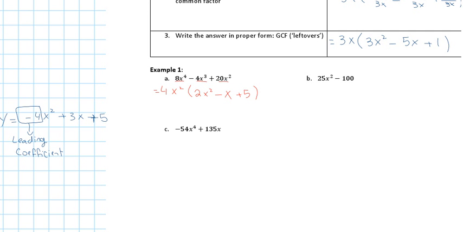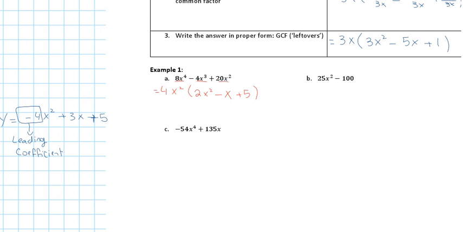Okay? As of now, we're only doing greatest common factor. We haven't gone into the other types of factoring because I want you to know how to do the greatest common factor first, because that's always our first step. You always have to first look for a greatest common factor.